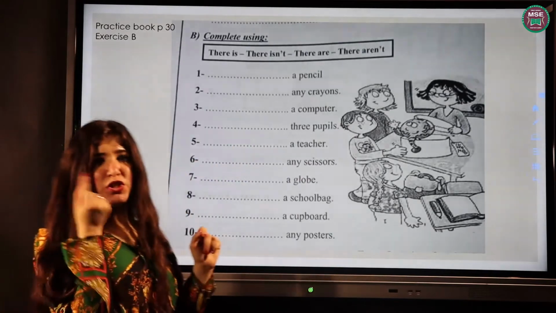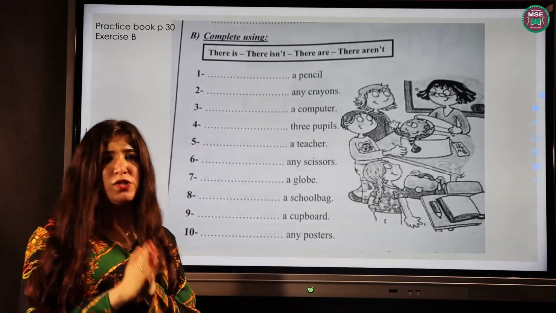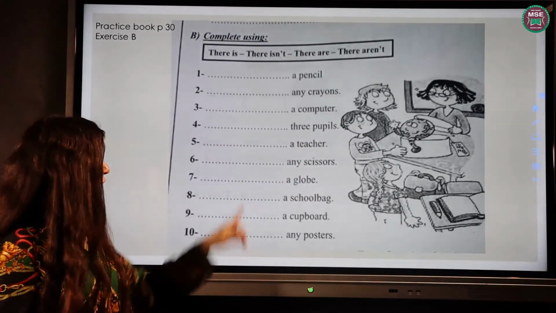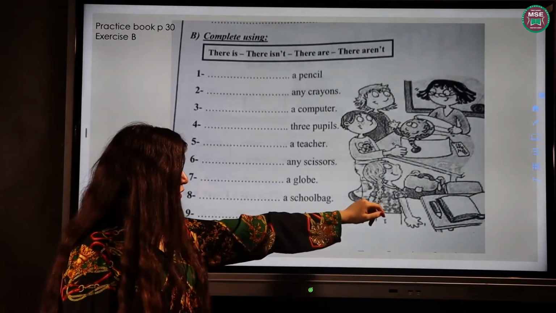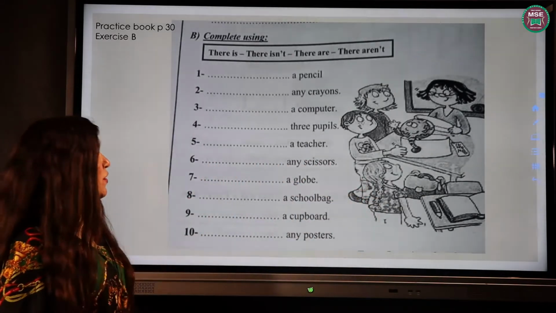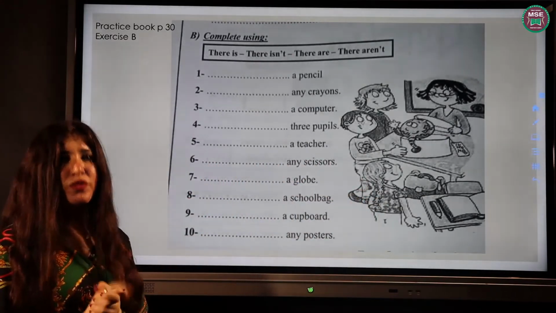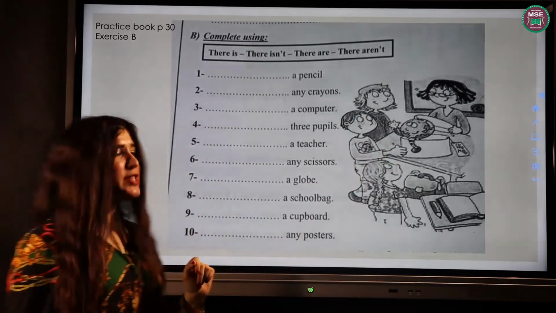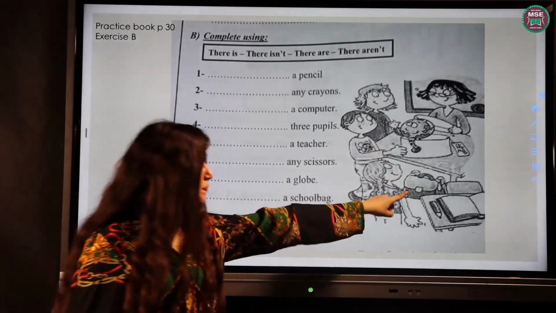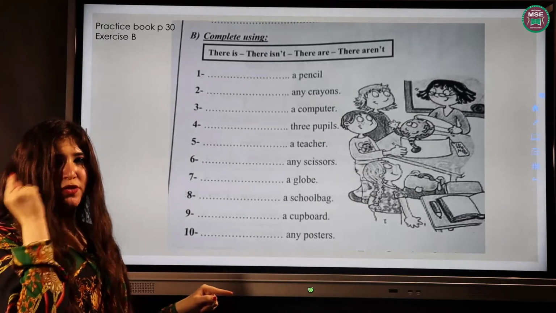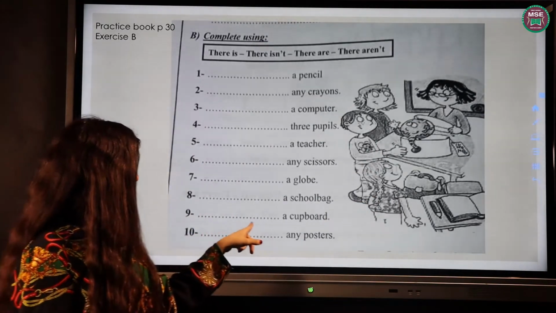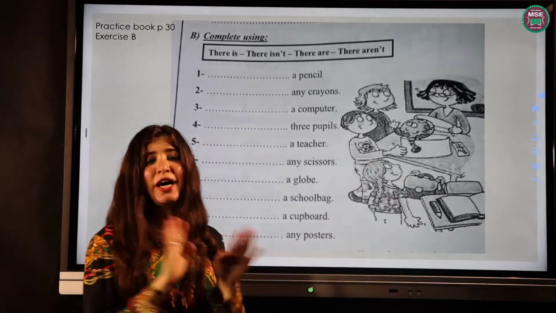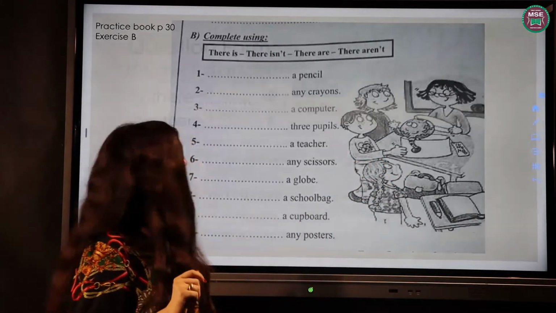A teacher, one teacher. There is or there isn't? There is a teacher. Any scissors? Can you say scissors? No. So it will be there are or there aren't. There aren't any scissors. A globe. There is a globe. A school bag. One school bag. So it will be there is a school bag. Any posters? Can you see? No, there aren't any posters.